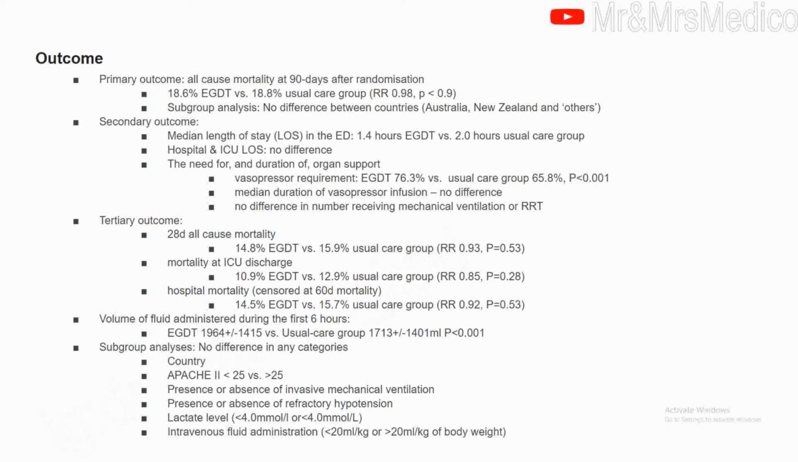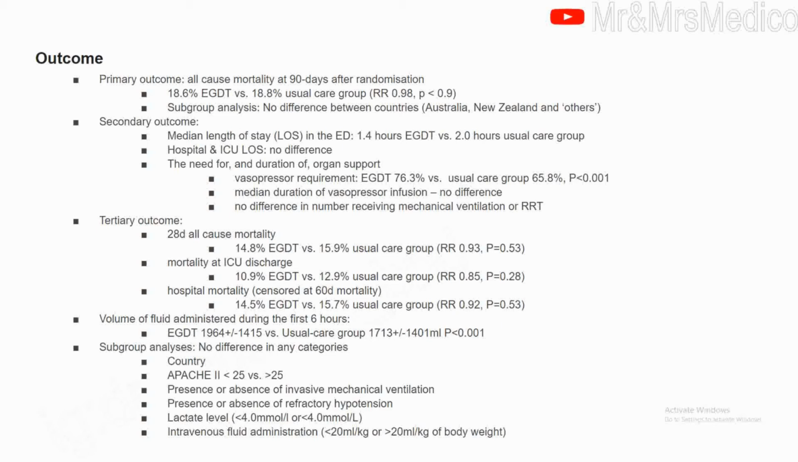Volume of fluid administered during the first 6 hours: 1604 versus 1964 versus 1730 ml of fluid administered during the 6 hours.